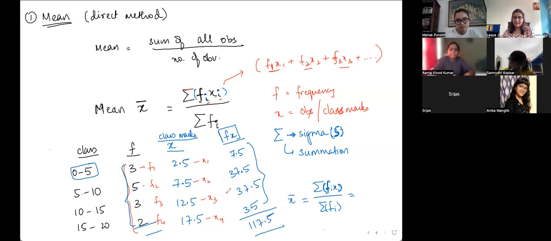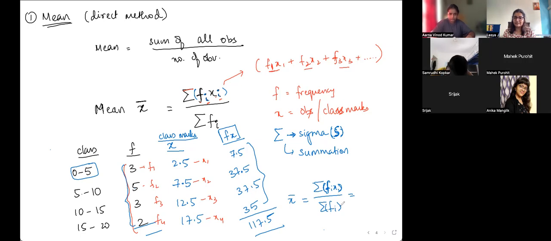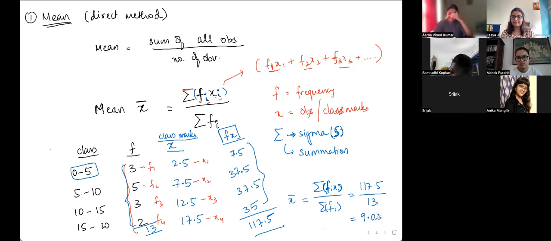Sigma f, that's why I mentioned right at the beginning, don't be confused. X are class marks, sigma f is needed, the sum of all frequencies. You need to add this up. So you'll get 30. So mean will be 117.5 divided by 30. Okay. Still a little bit off. I think you need to revise division. Should get around 9.03.